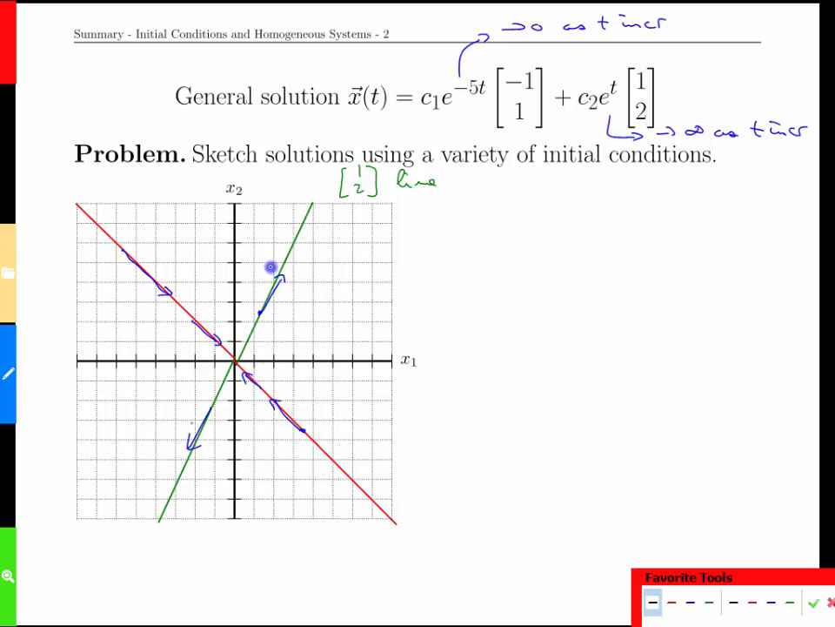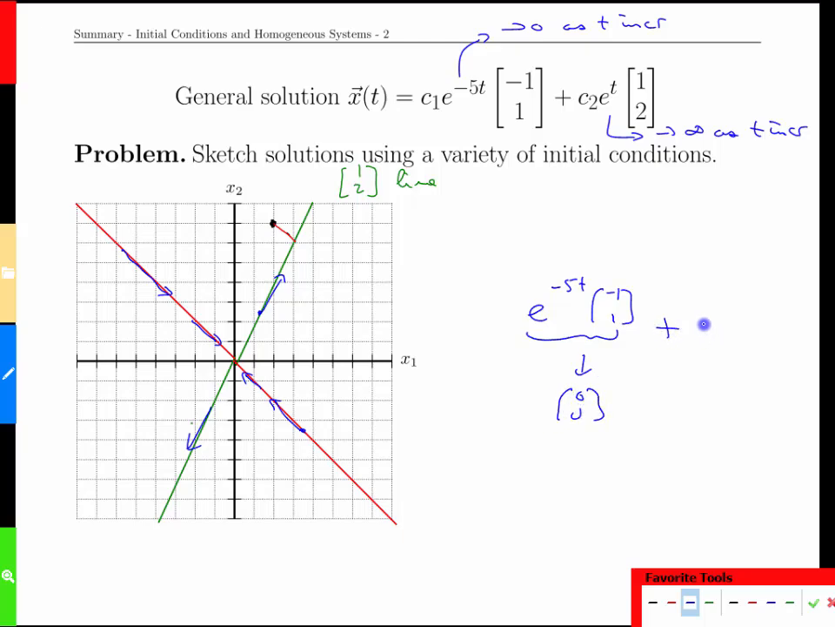So let's take the example of 2, 7 we saw earlier, which would be up here. That is made up of some of the green line and some of the red line. Once we find out what the coefficients are, there's going to be some green, that's this, and some of the red, less of it. This direction is going to become less important because this exponential is negative and shrinks. So if we think of what's happening to that combination of e to the minus 5t negative 1, 1, this whole thing is heading towards 0, 0.